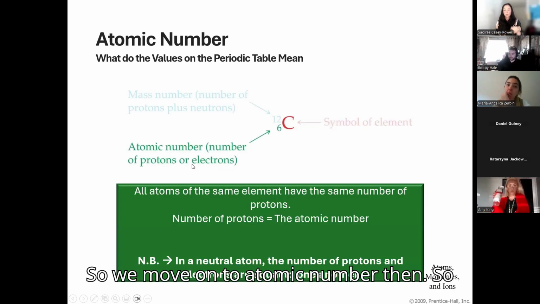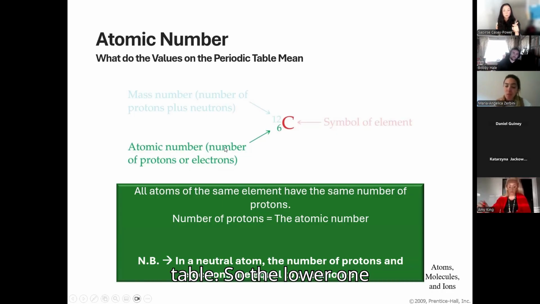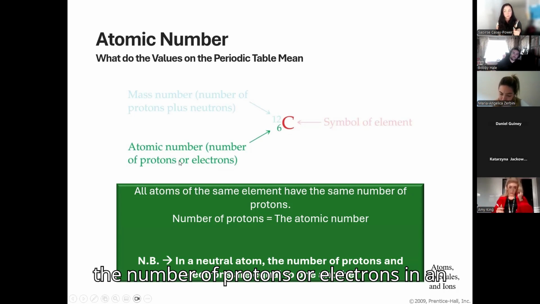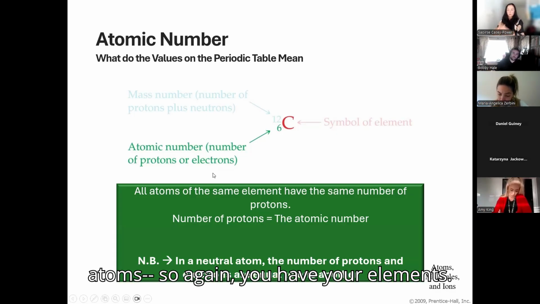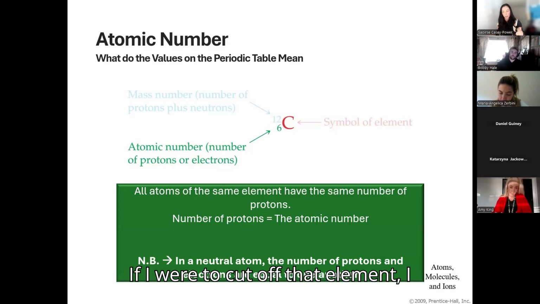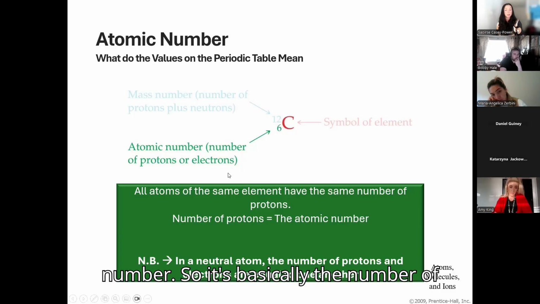Moving on to atomic number. You'll see 2 numbers on the periodic table, and the lower one is called the atomic number. This is the number of protons in an atom. If I were to cut up an element, I would have all of the same atoms, and all of those atoms will have the same number of protons in their structure. This is called the atomic number. So it's basically the number of protons in an atom.